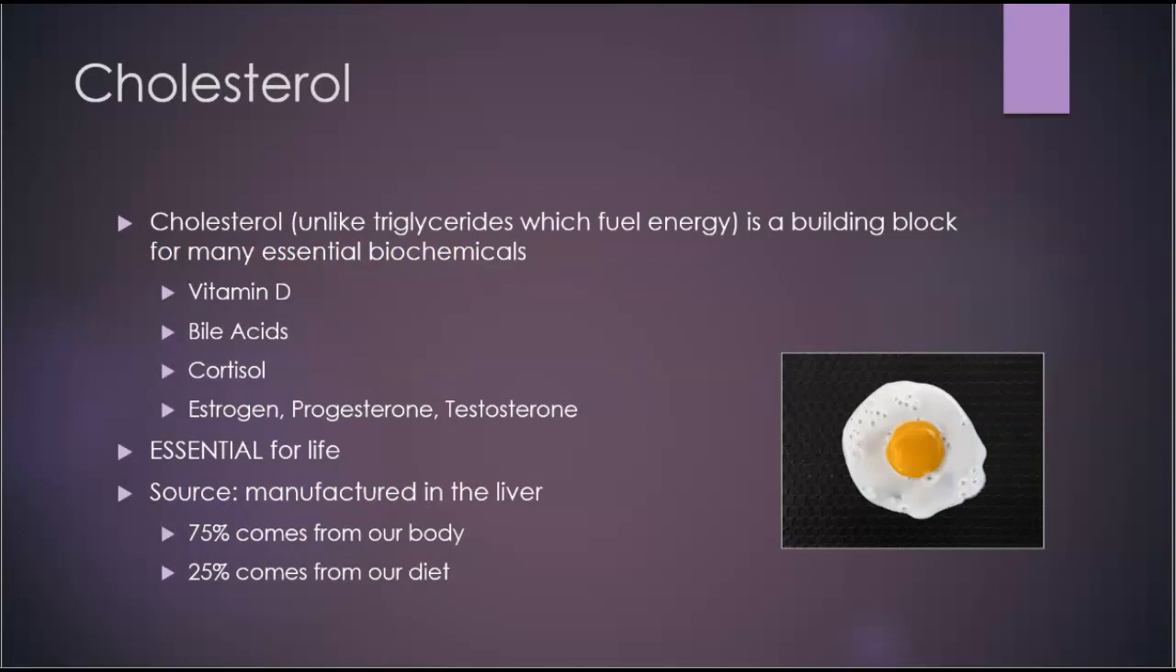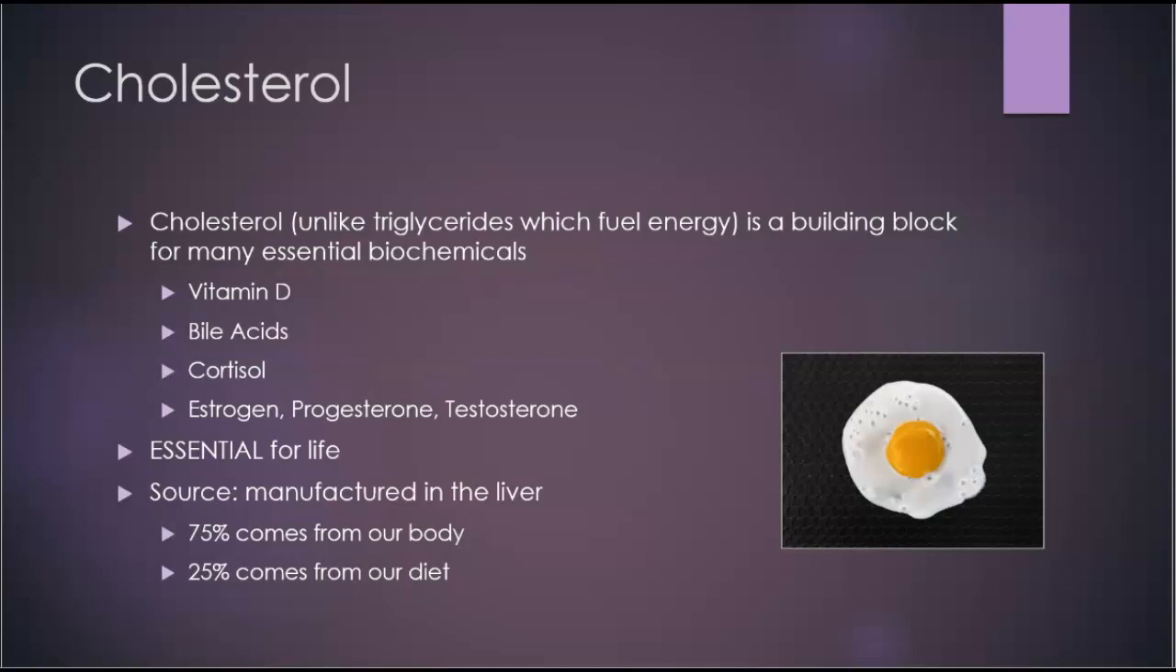So cholesterol. Back in the day, eggs were evil. People said, oh, eggs have cholesterol. You can't have eggs because they would increase your cholesterol. But again, cholesterol in and of itself is not evil.